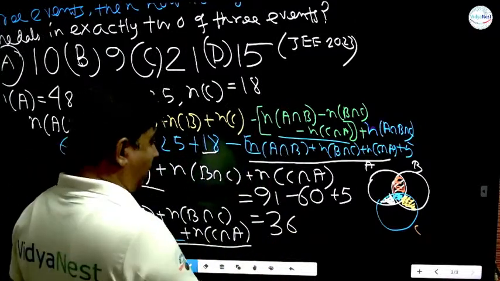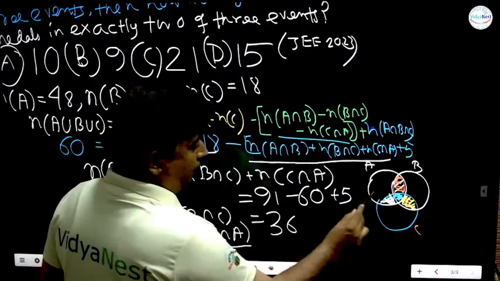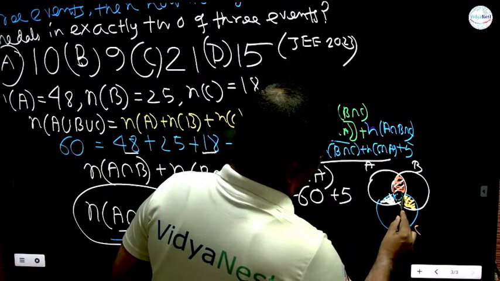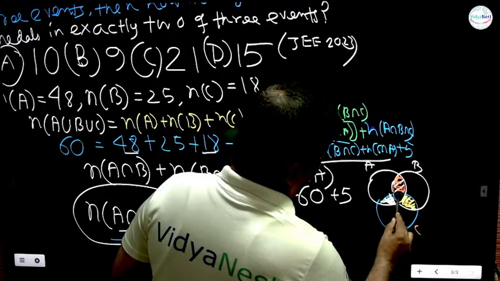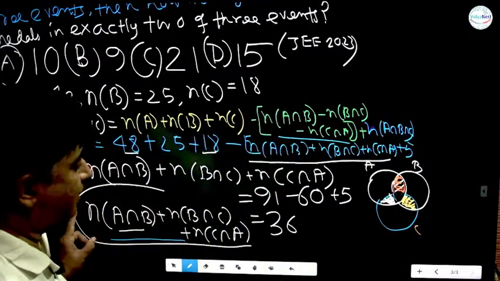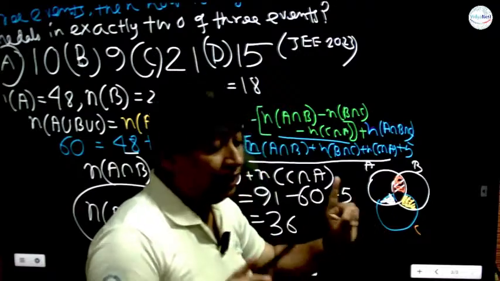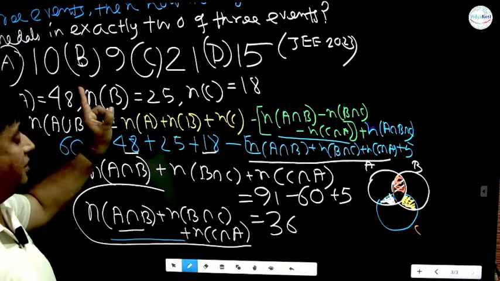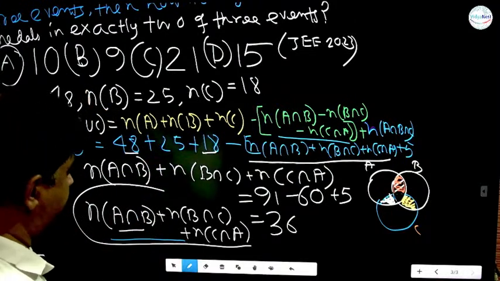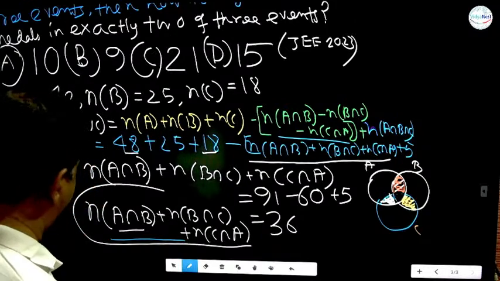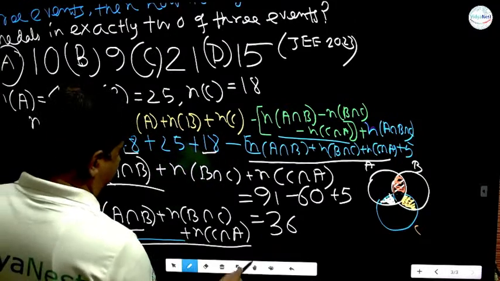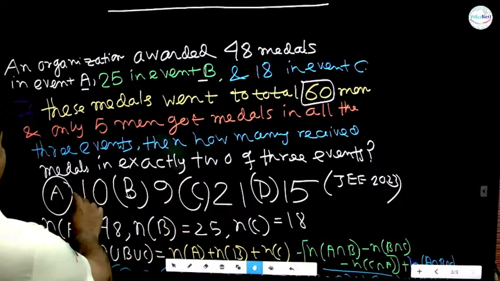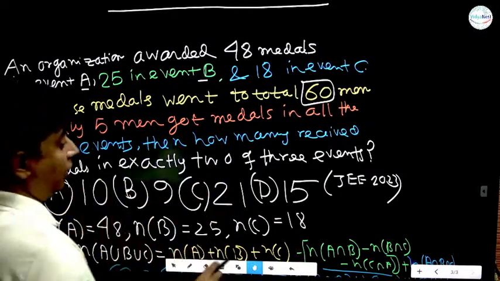So from each of these what can I exclude? The common part in each, that I will exclude. Yes or no? So these regions are indicating exactly two medals. Okay? So you go to the question. What is the question? Then how many received medals in exactly 2 of 3 events?